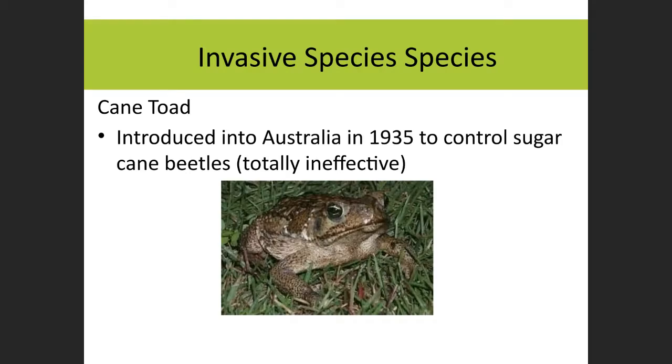It's a classic example of a purposely introduced invasive species, the cane toad. This was introduced to Australia to contain a beetle that had kind of taken over their sugar plants.